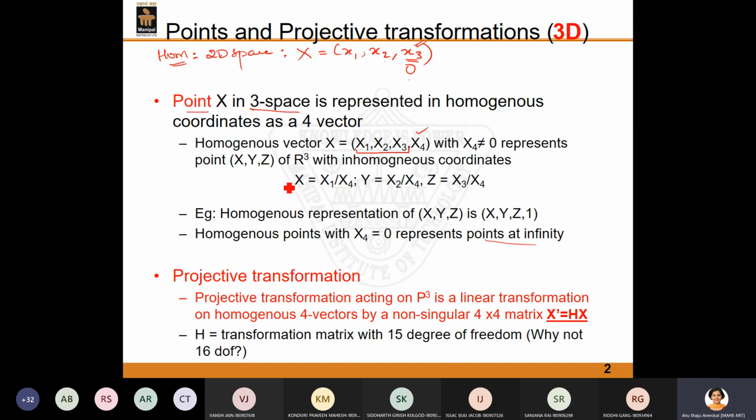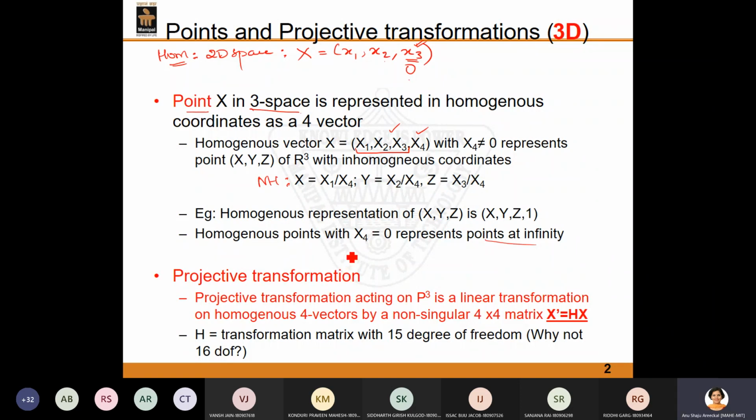If I have to convert this to the non-homogeneous representation, I divide by the last coordinate. So if x, y, z are the 3 coordinates in the non-homogeneous representation, to get back the non-homogeneous representation from the homogeneous form, I just divide by the last coordinate. So I have x1 by x4 here, x2 by x4 here, and x3 by x4 here.